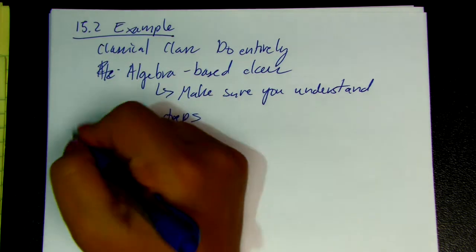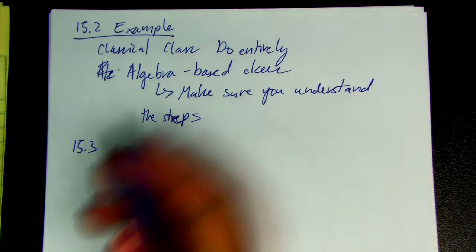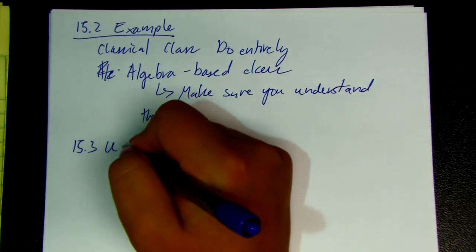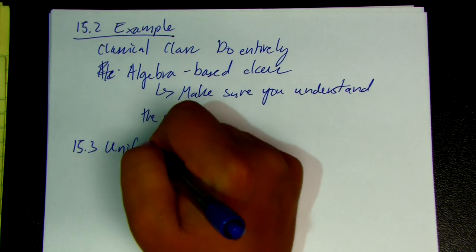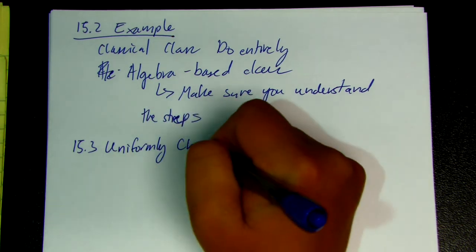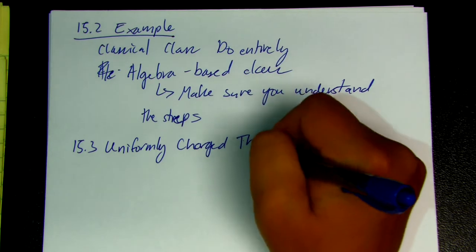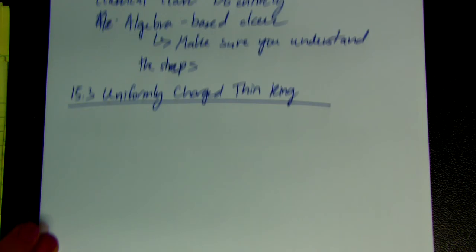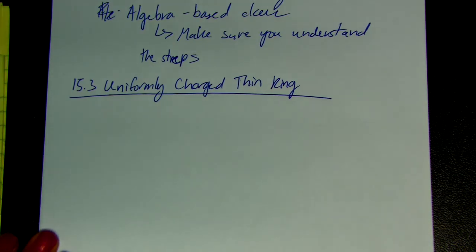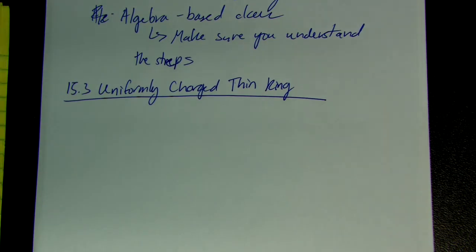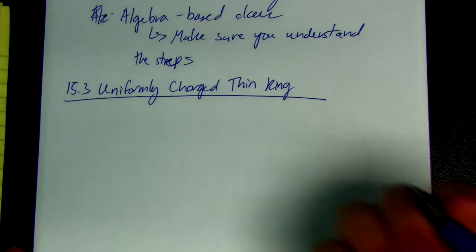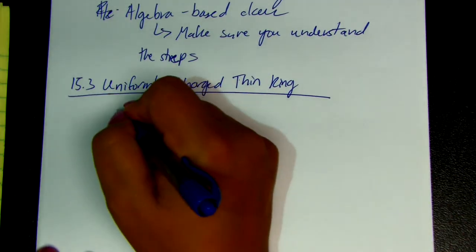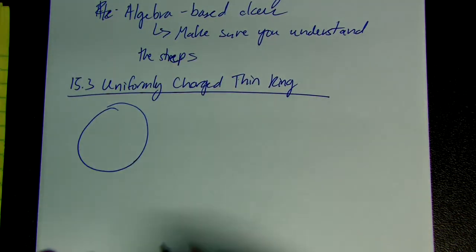All right, so moving on to 15.3, we're going to do another derivation. So this time we are going to do a uniformly charged thin ring. And again, we want to practice how to think through this because this is going to be a repeat that we're going to see over and over and over again, not just for electric fields, but for magnetic fields, and eventually when we get to flux and setting up Maxwell's equations. Way fun. Okay, so we have a uniformly charged thin ring.